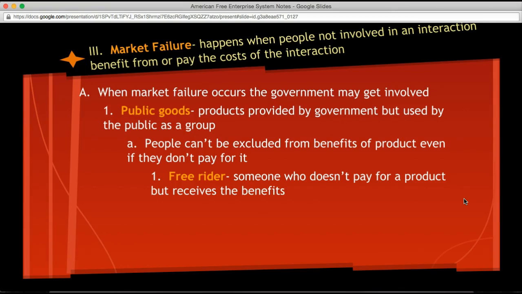I'm going to go and sit in my car in the parking lot, or go in my house and sit on the roof, right? Because I don't have to pay for fireworks. I can just watch them from wherever, and I don't have to pay for them. That's a free rider. Somebody who doesn't pay but still gets the benefits. Because again, you can't restrict public goods from people that don't pay. You just can't. Which is part of the reason why private companies don't provide them. It's not beneficial to them. They're not going to make any money off from it.